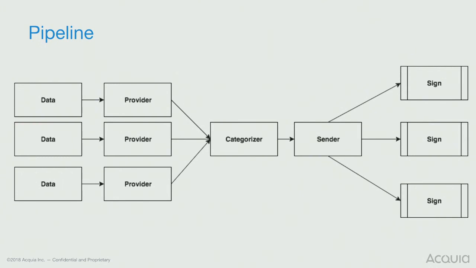The categorizer can look at that data abstractly and understand, in the context of our own signage system, which piece goes where. Then we can send the data out and have the appropriate data show on the appropriate sign. Again, not too revolutionary, but we're definitely starting to get a little bit more complicated.